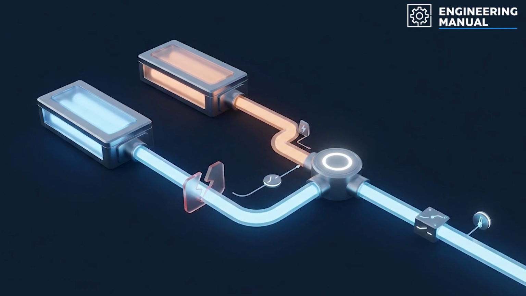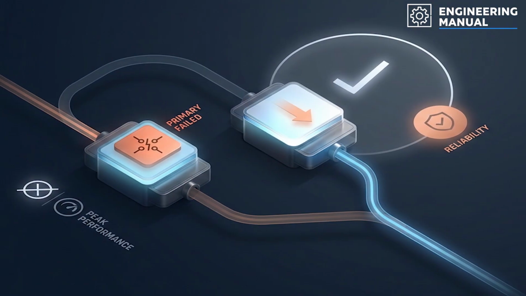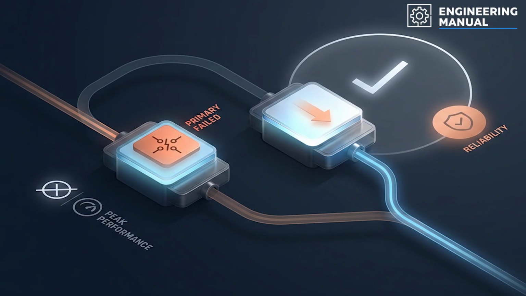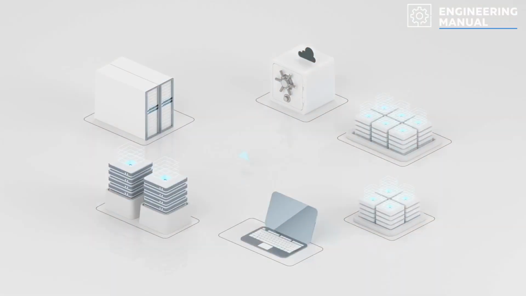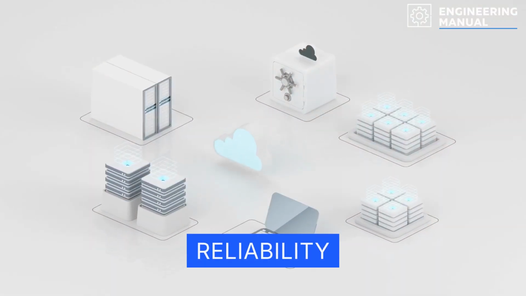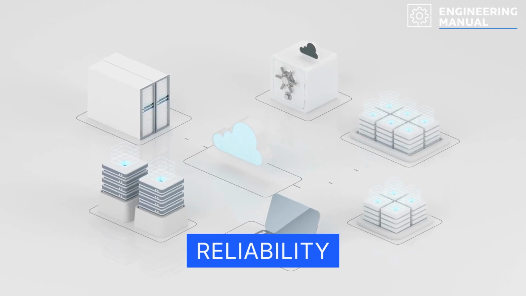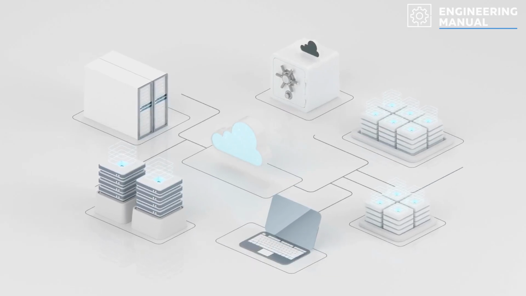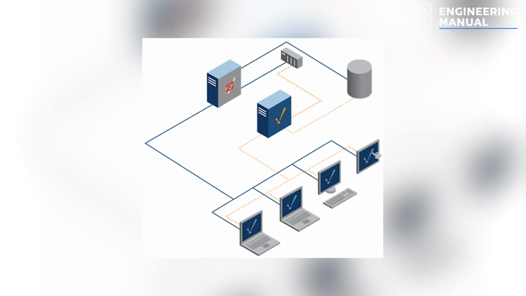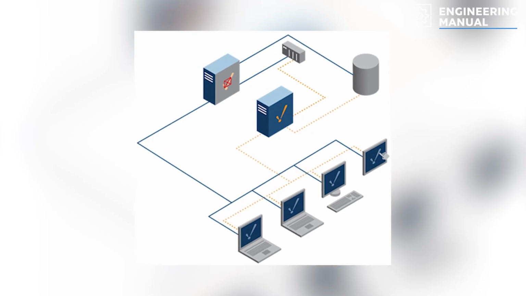At a technical level, redundancy means adding extra components or subsystems that can take over if the primary one fails. The goal is not higher peak performance. The goal is higher reliability. In engineering terms, reliability is the likelihood that a system will keep doing its intended job for a defined period under defined conditions. And redundancy can raise that likelihood dramatically.